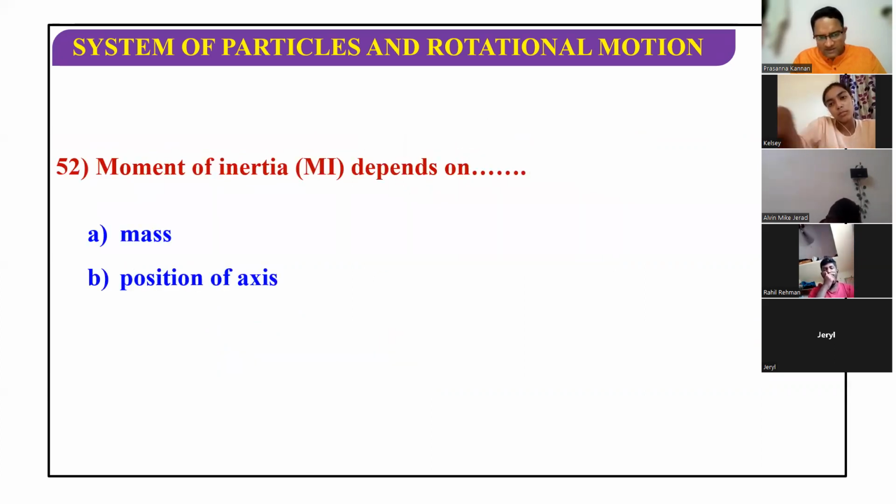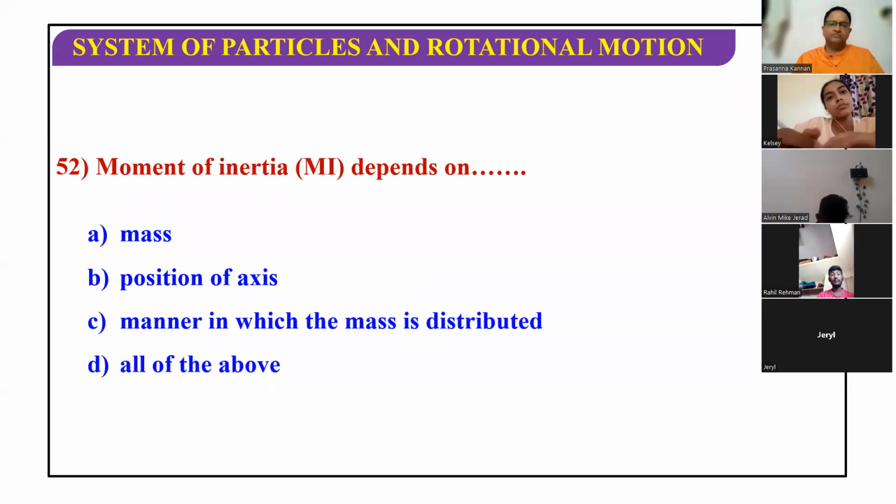Now, what are the factors that the moment of inertia depends on? All of the above. That's correct, Gerald. It depends on the mass. It depends on the position of the axis. It also depends on how the mass is getting distributed, because it depends on the R square factor. All of the above is correct. Perfect.